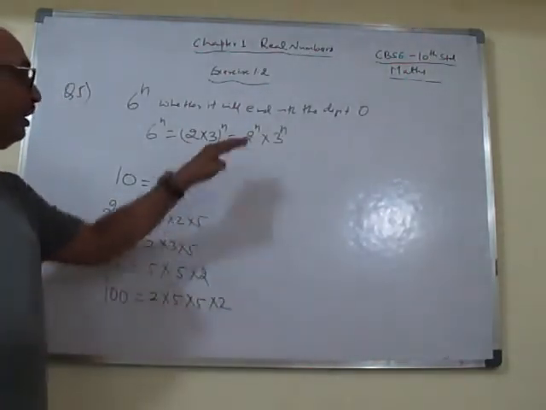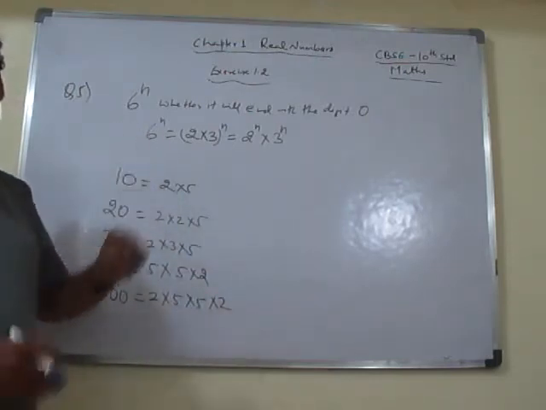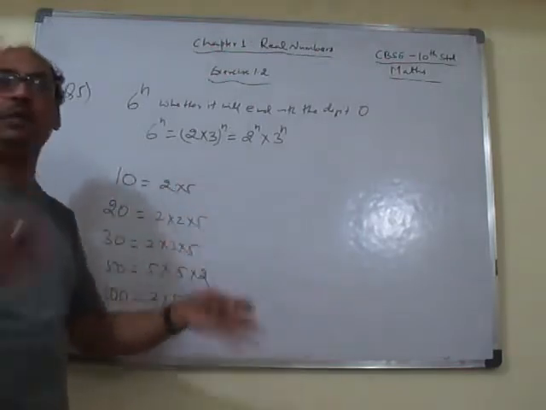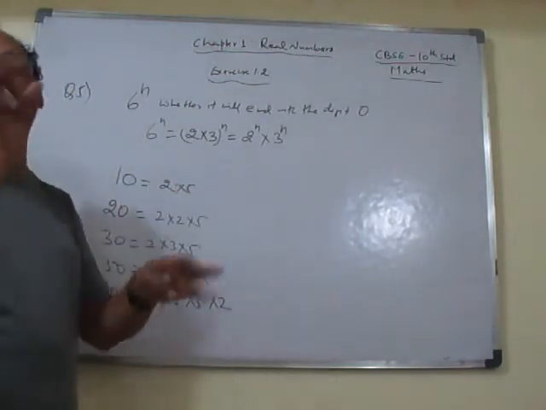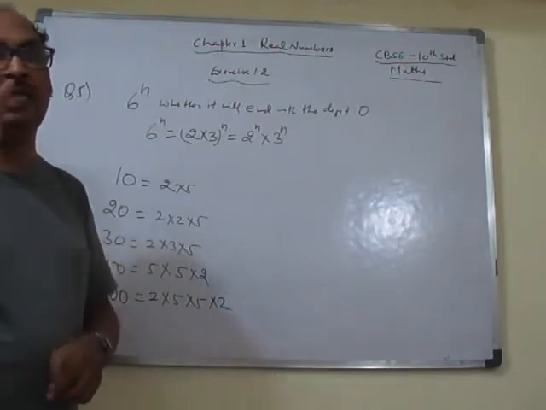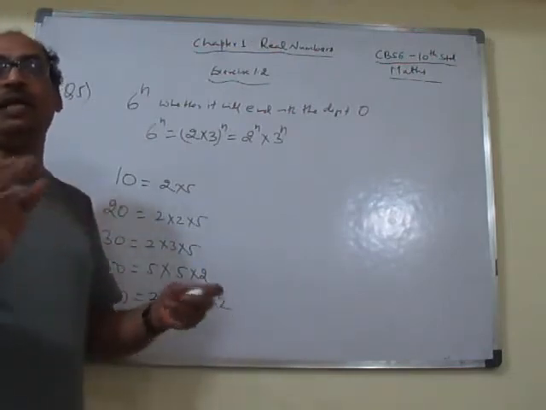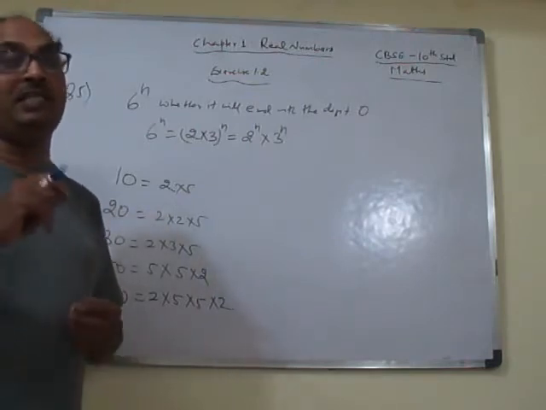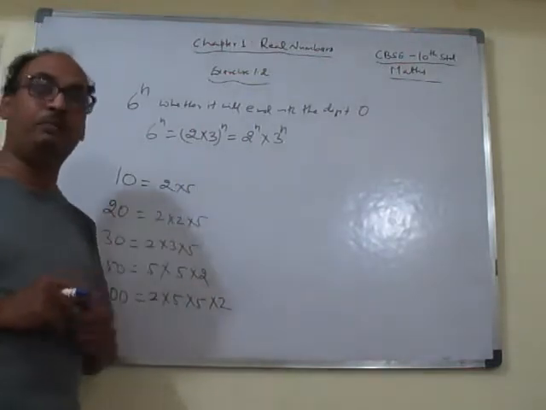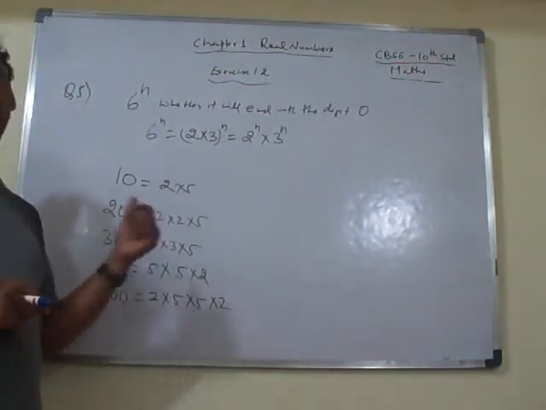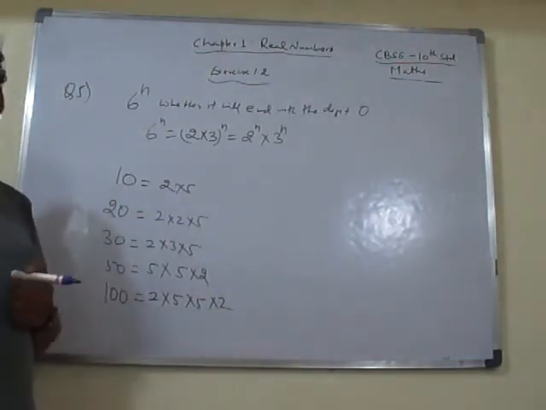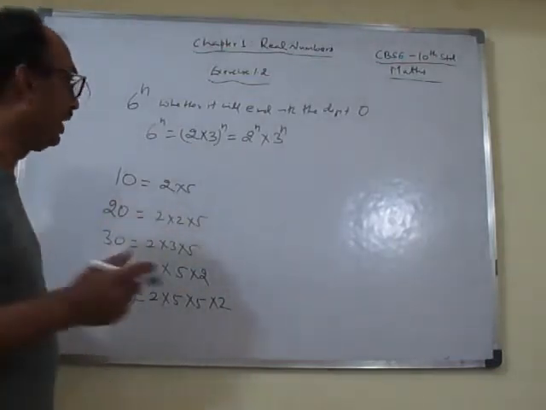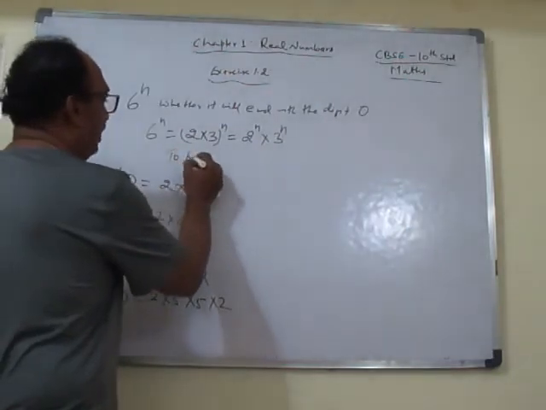It means never will 6 to the power n, whether you put here 1, 2, 3, 100, 200, million, 2 million, end with 0. Never it will end with 0, because in order to end with the digit 0, the prime factor 5 must come. Okay? Understood?